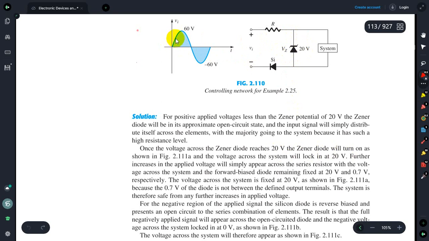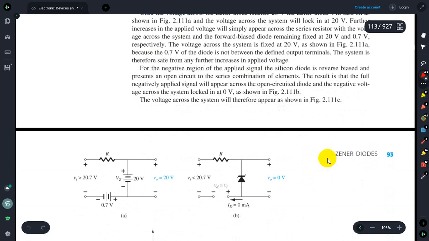When the voltage increases to 20 volts and more, the diode will be on, and it will maintain a constant 20 volts because it is a zener diode. So when the input voltage is 20 or more, this will have a constant 20 volts. The voltage across the system will lock in at 20 volts. Look over here.